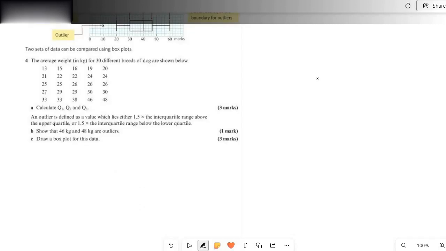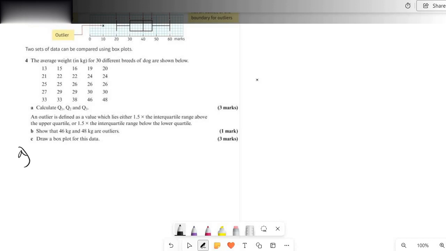For number 4, the average weight in kg for 30 different breeds of dog are shown below. However, there is a small error here. Instead of being 30, it should be 25, because vertically you can see that there are 5 weights here, and horizontally there are also 5 weights. So 5 into 5 is 25. But let us still do the math.